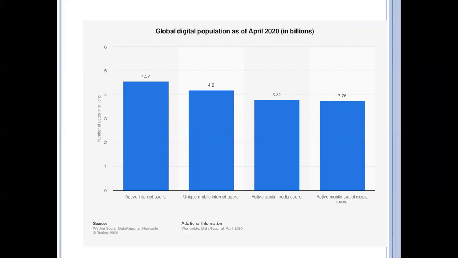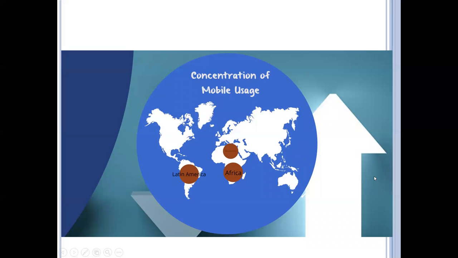This is the graph that was displayed earlier. It's just a bit clearer. What's really important here is that we see that active mobile internet users worldwide is 4.2 billion people. And this is the latest statistics in April 2020. So this tells us a lot of important information. It indicates that many users are using mobile technologies to actually access the internet, which gives us some indication of how to implement our e-learning strategies.